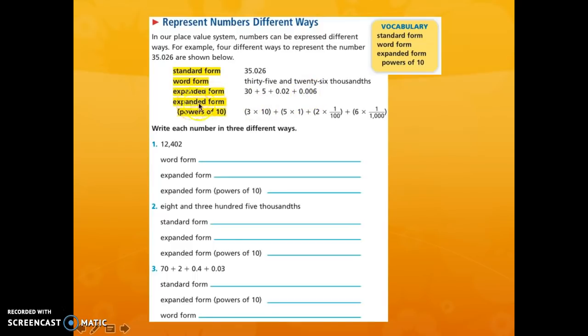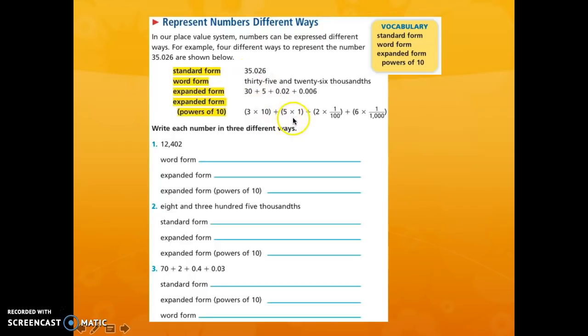Then you're going to write expanded form powers of 10. Write down this example. Now let me make some sense of this for you. Since the 3 is in the tens place, it means the same as 3 times 10, or 30. The 5 is in the ones place. It means the same as 5 times 1. So 30 plus 5 is our 35.